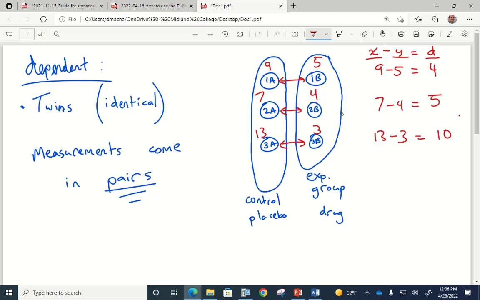Then we're going to do just a one population mean hypothesis test, but we're going to do it on the differences of these data. We're going to see whether the differences are different from 0, or whether they're the same as 0. That's basically the idea.